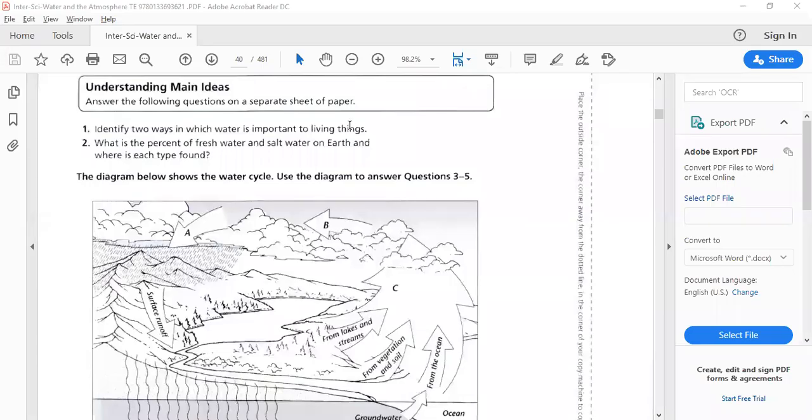Morning, grade 7. That part will get some new revision over lesson 1. Chapter 1 is water on the earth, and in this part we will get a training over the water cycle. First, the question is saying: identify two ways in which water is important to living things.